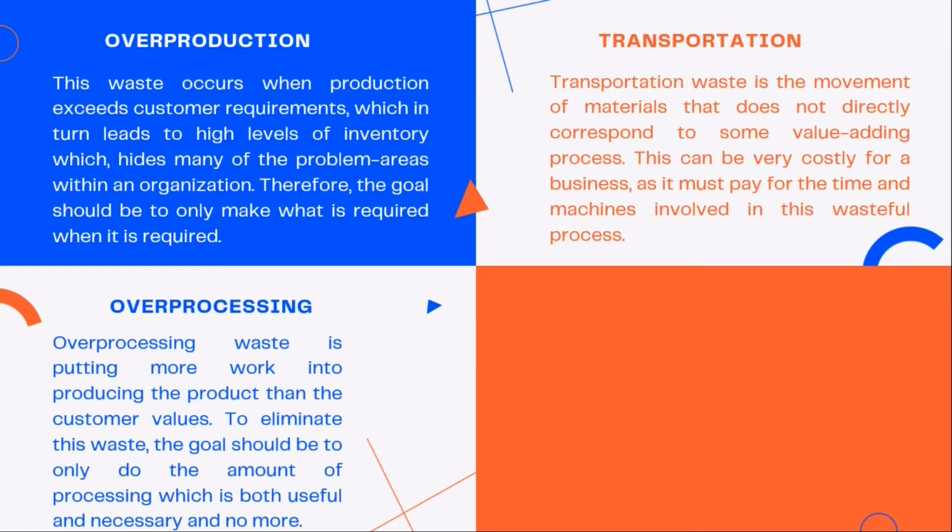Next is transportation. Transportation waste is the movement of materials that does not directly correspond to some value-adding process. This can be very costly for a business as it must pay for the time and machines involved in the wasteful process. And the last waste is overprocessing. Overprocessing waste is putting much more work into producing the product than the customer values. To eliminate this waste, the goal should be to only do the amount of processing which is both useful and necessary and no more.